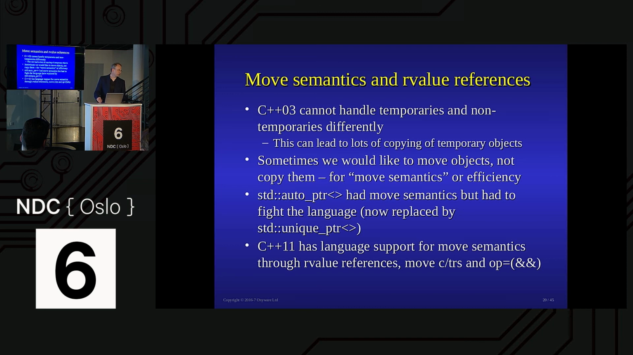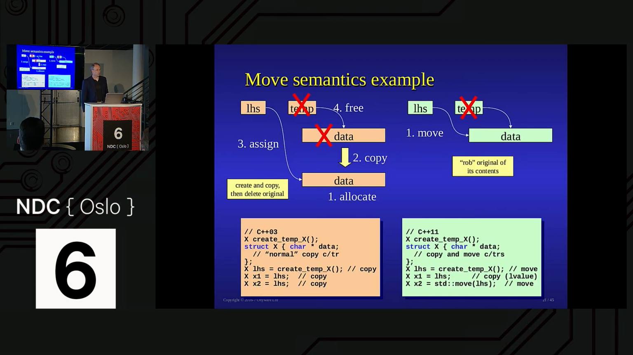C++11 introduced move. Auto pointer was something in 03, which was an attempt to do move semantics in a language that didn't allow you to do move semantics. Unique pointer has taken over from that, and that does actually do move semantics. Yay! And we've added rvalue references, move constructors, move operations.